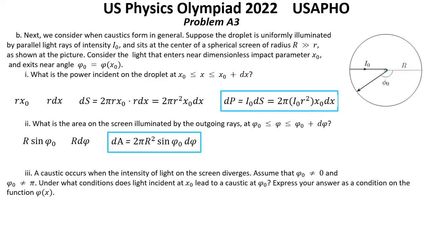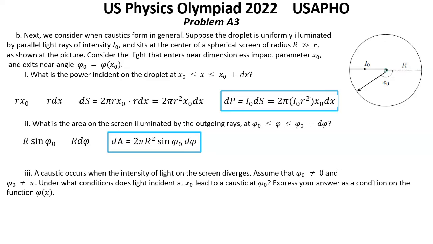Third, a caustic occurs when the intensity of light on the screen diverges. Assume that φ0 is not equal to 0 and not equal to π. Under what conditions does light incident at x0 lead to a caustic at φ0? Express your answer as a condition on the function φ(x). Solution.